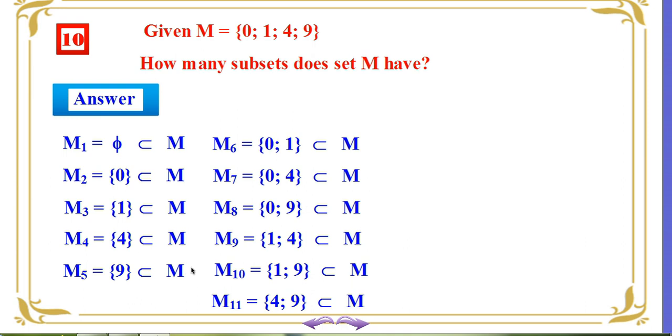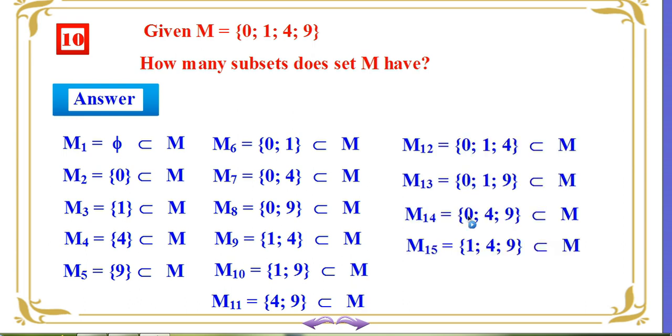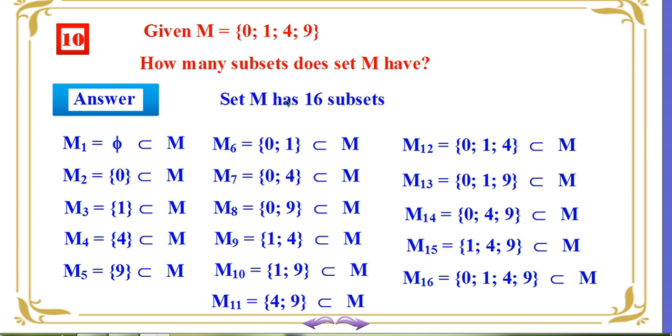Now we go to the sets with 3 elements. And now the subset with 4 elements. Notice we just wrote and numbered to count. We have the answer now. The set M has 16 subsets.